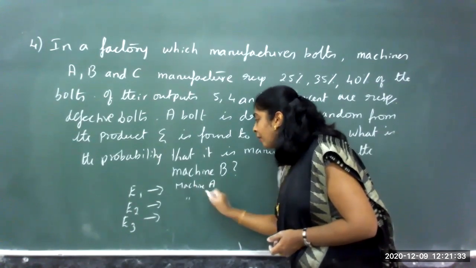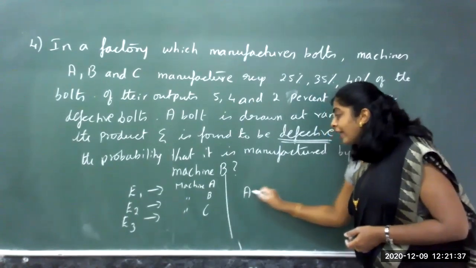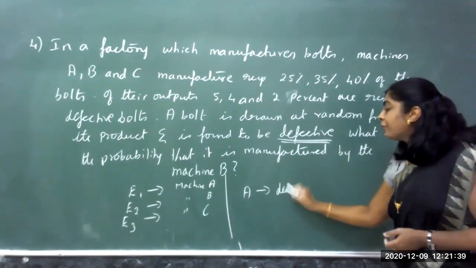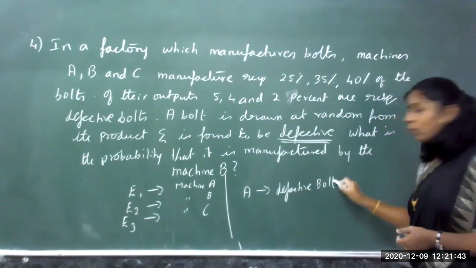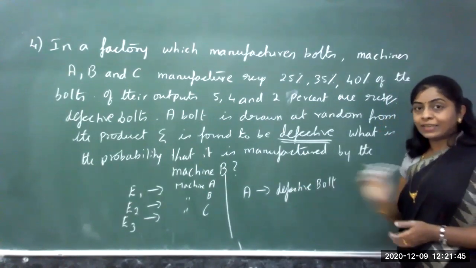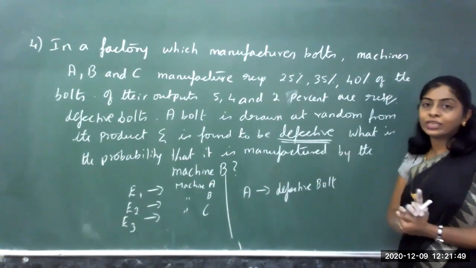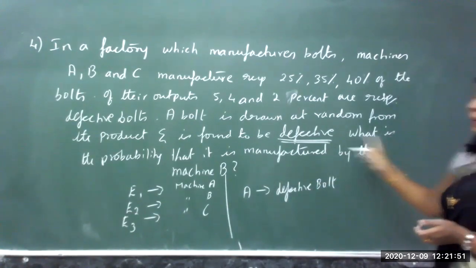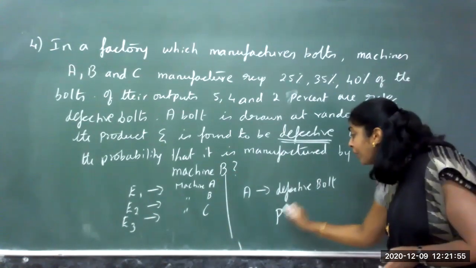Machine A, B, and C. And what is A here? Choosing the defective bolt. That is event A. So three machines, three events, and choosing the defective bolt is A. What is asked to find? The probability that it is manufactured from machine B.